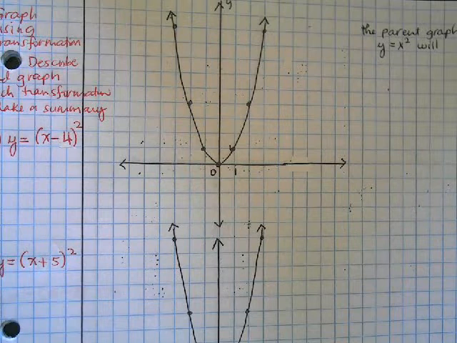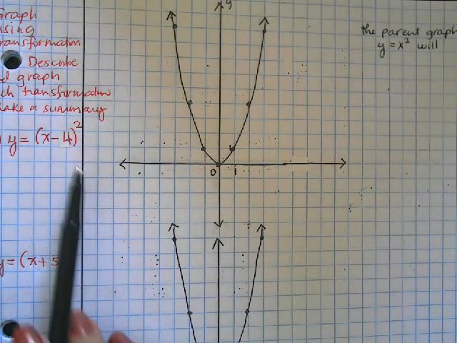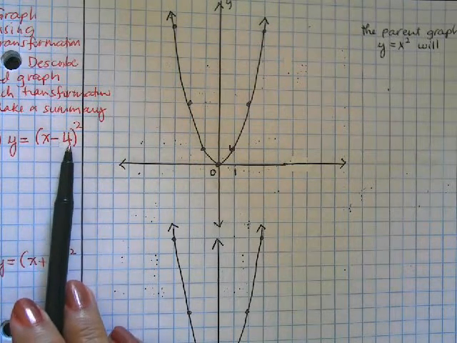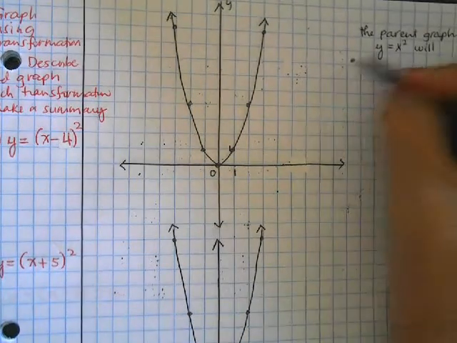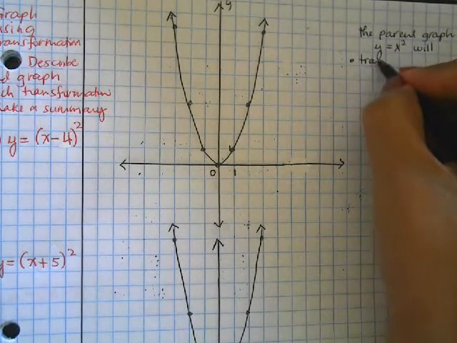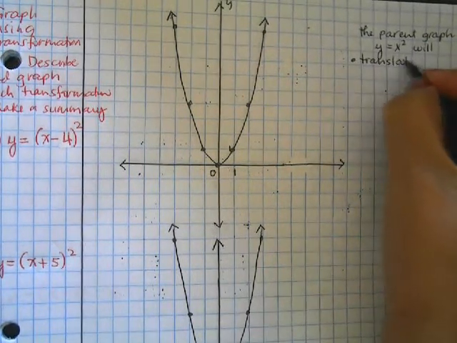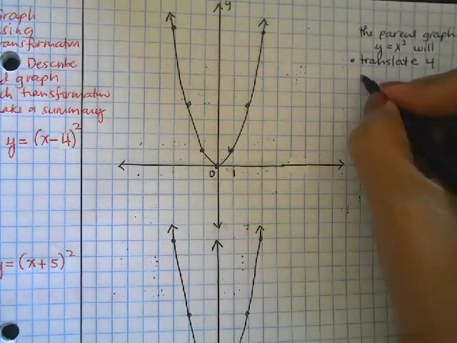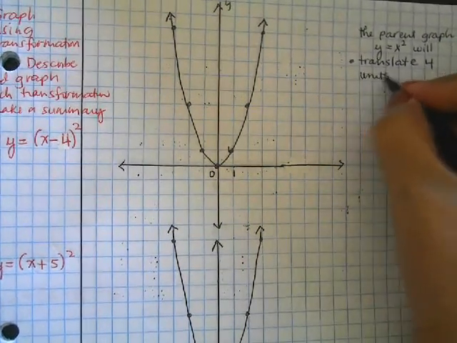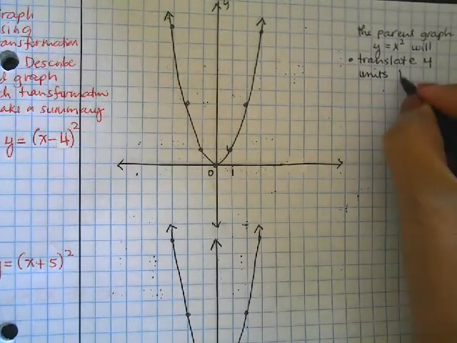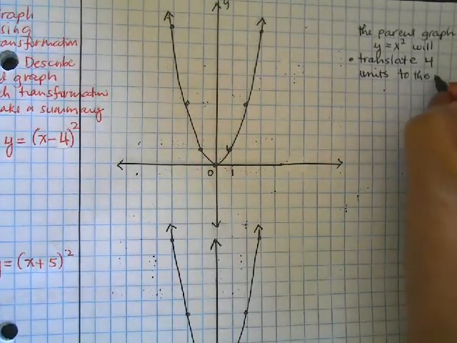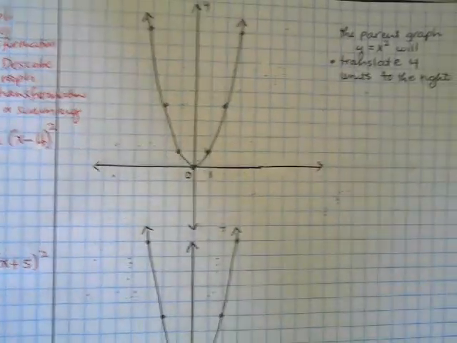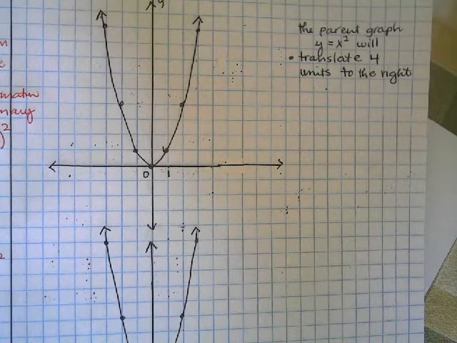So we're not going to do our table. We just know that the parent graph will translate 4 units to the right. Okay, let's just put a bullet here because later on we're going to mix our transformation. Translate 4 units. Always write it completely this way. Don't be lazy. To the right. Okay, so that is our transformation, 4 units to the right.